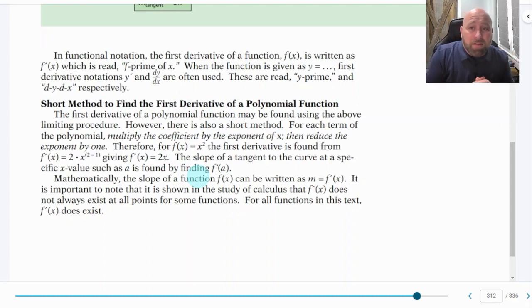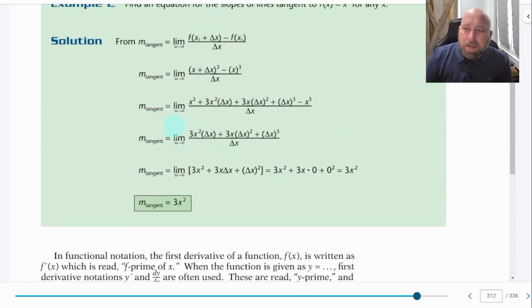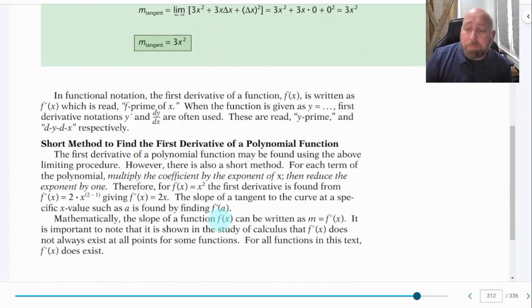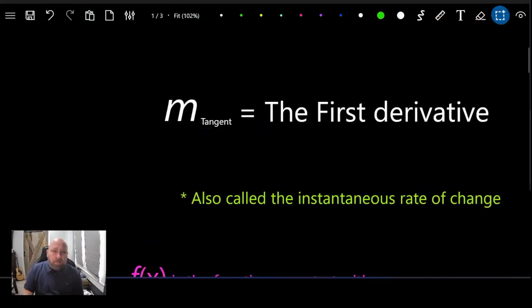The short method is saying, okay, from the long method, we figured out that there's a faster way to do this. There's a shortcut that we can take. We're going to learn the shortcut, okay? If you want to go back and learn the long way, make yourself happy and enjoy that, okay? But I'm not going to take the time to do it. I'm just not. So let's go back over here to the computer and let's talk about this functional notation first, because it's really important that we understand this.